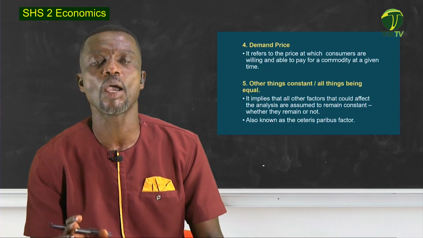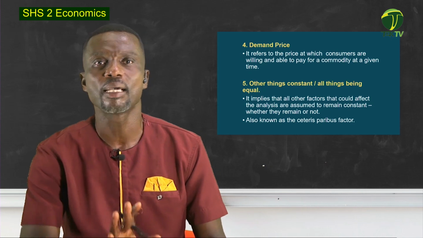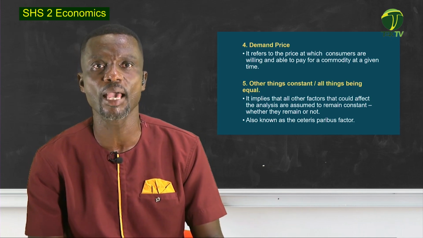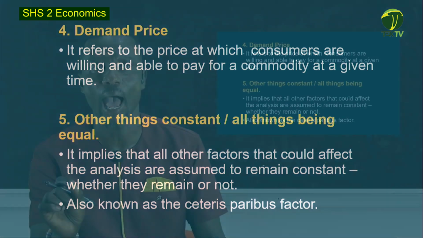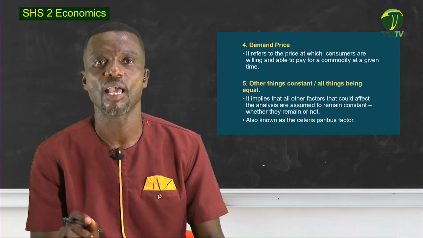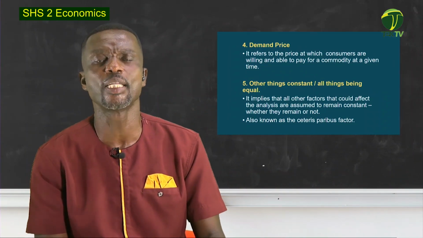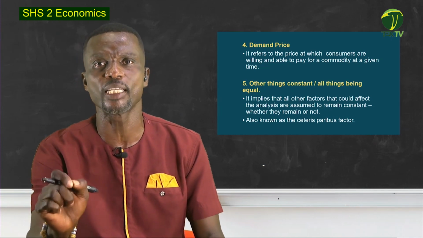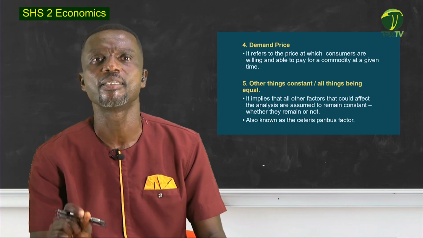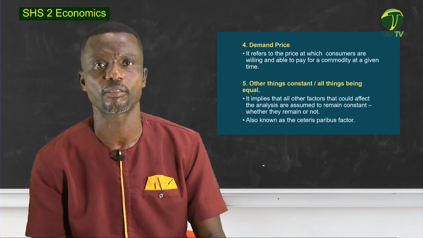Good. Then we have what we call demand price. Demand price refers to the price at which consumers are willing and able to pay for a commodity at a given time. So the woman told you that the price of a sachet of water is 20 pesos, and you are ready to pay 20 pesos for a sachet of water. The 20 pesos you exchange for the sachet of water is the demand price.